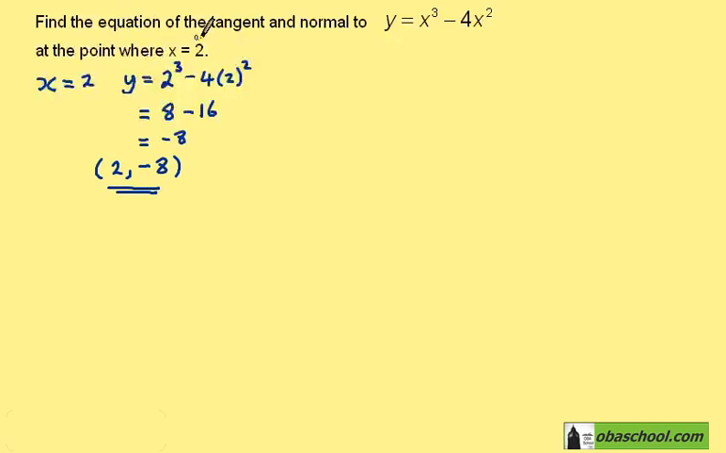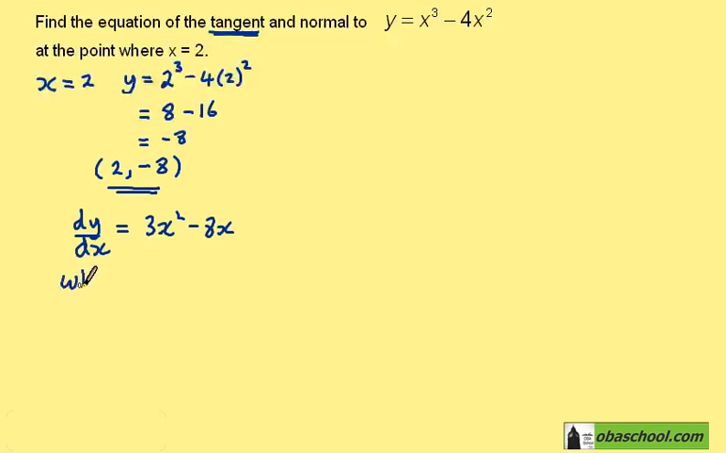We want to find the equation of the tangent, and we know that the gradient of the tangent is given by the gradient function dy dx. So we need to differentiate this expression. Differentiating, we get dy dx is 3x squared, and differentiating this term gives us minus 8x.